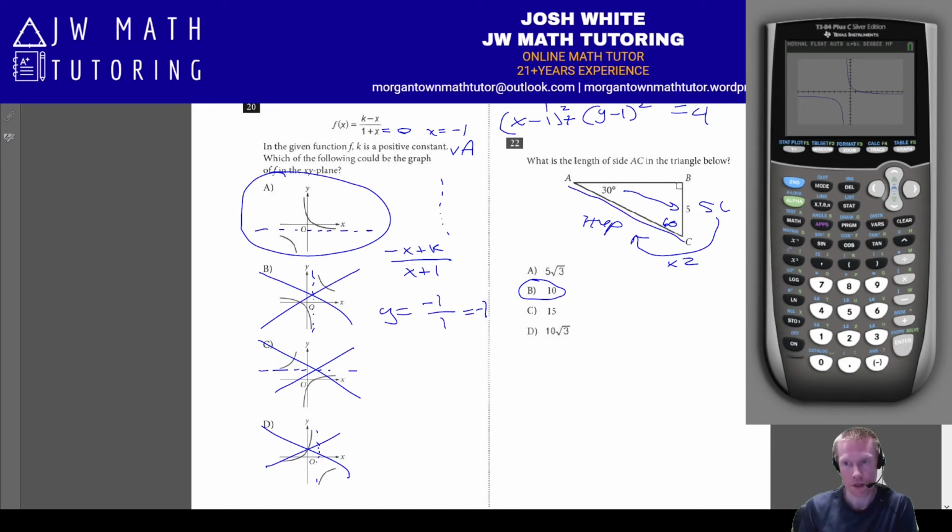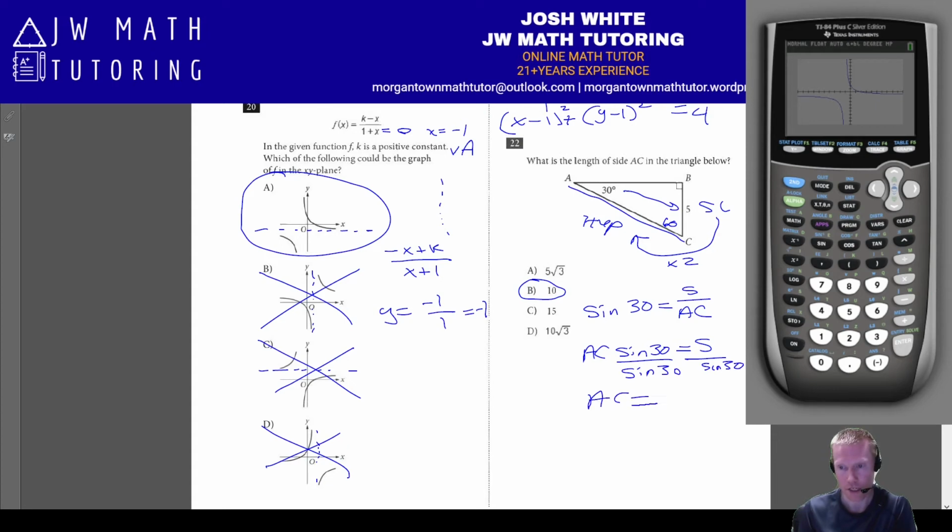However, here's an alternate way you could do that if you forgot the 30, 60, 90 right triangle rules or formulas. If you know basic trig, then you could just say, all right, sine of 30 equals opposite, which will be 5, or side BC, over hypotenuse, which will be AC, what we're trying to find. And then we could cross multiply this, and then just divide by sine 30, which technically turns out to be equal to 1/2. And so AC is technically equal to 5 over 0.5 or 1/2, and if you do that, you're just going to get 10.